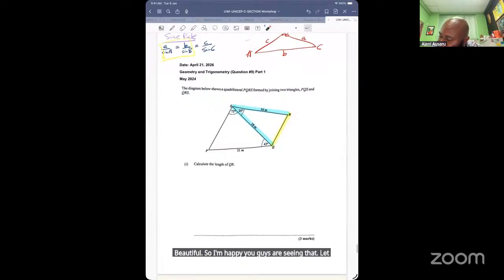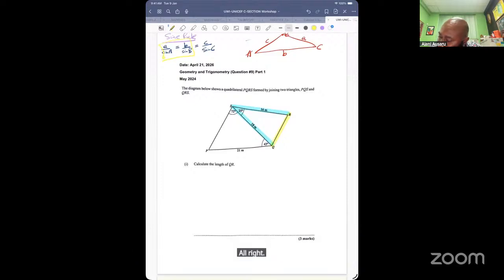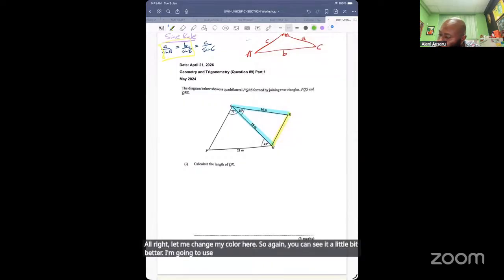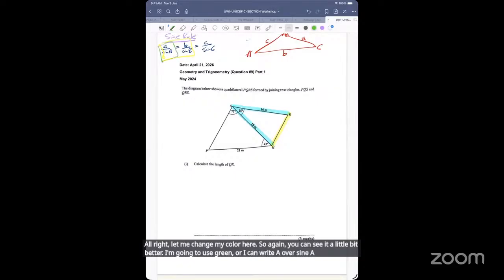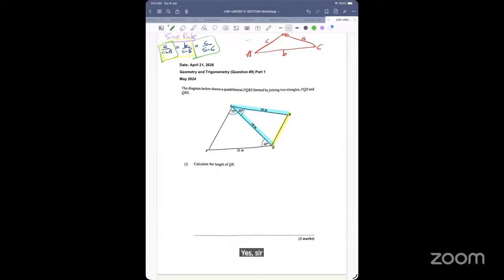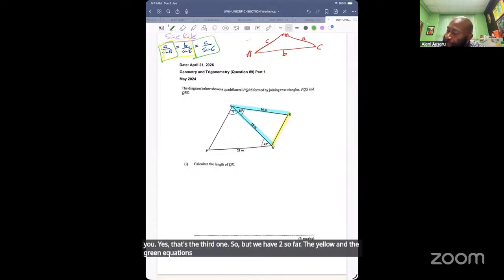Let me change my color here and give you another equation, because we have 3 equations. One of them I used yellow for. Let me change my color so you can see it a little better. I'm going to use green. I can write A over sine A equal to C over sine C. That's another equation, right? In green. And B over sine B equal to C over sine C is the third one. So we have 2 so far, the yellow and the green equations. Everybody see that?